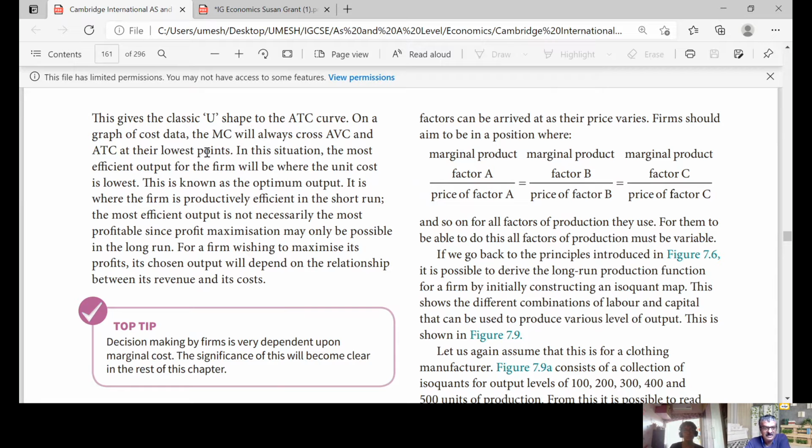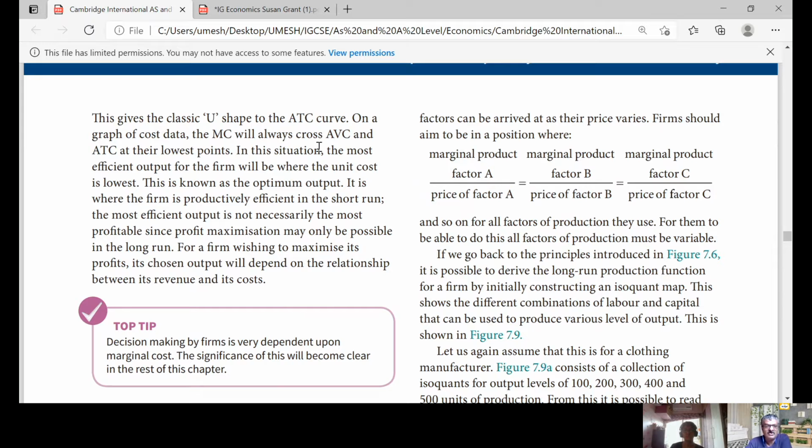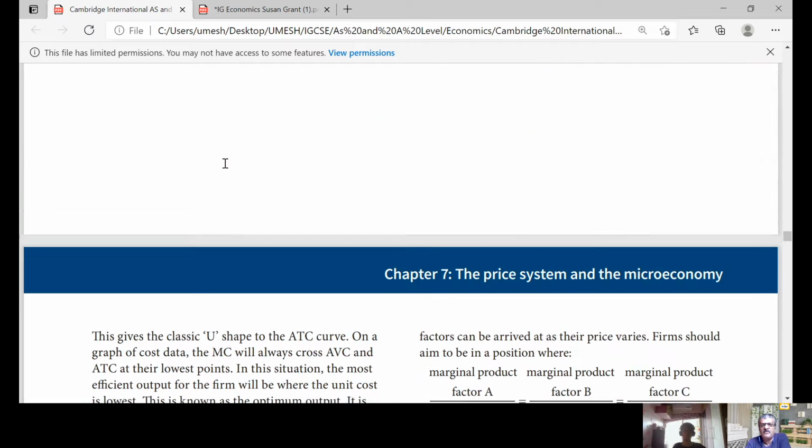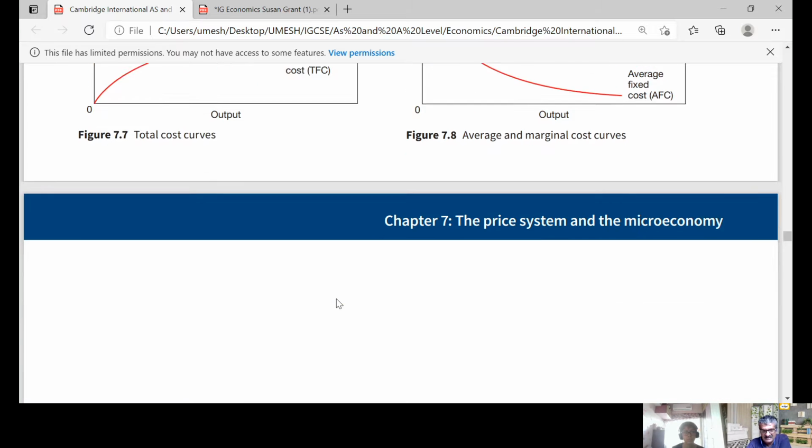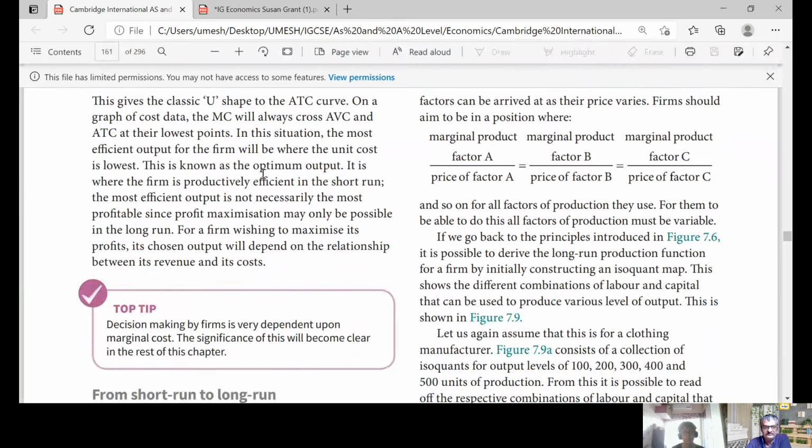On a graph of cost data, the marginal cost will always cross or intersect AVC and ATC at their lowest point. Say, marginal cost here, if you can see the black line, the marginal cost is intersecting average variable cost and average total cost at their lowest. Wherever they are lowest, marginal cost will be intersecting AVC, that is average variable cost, and average total cost.